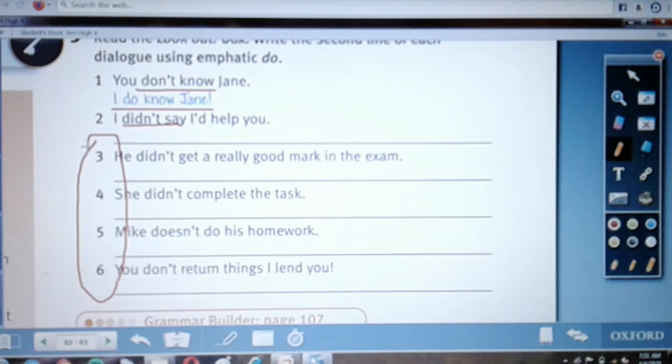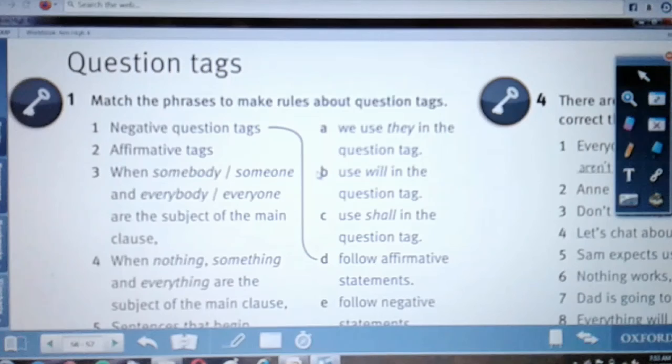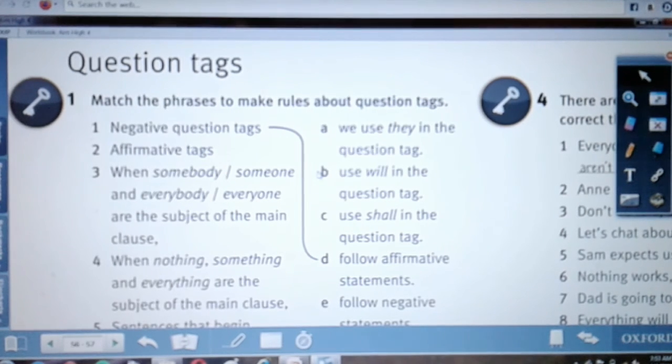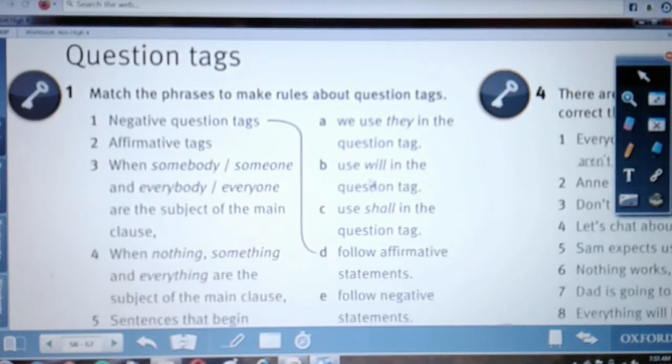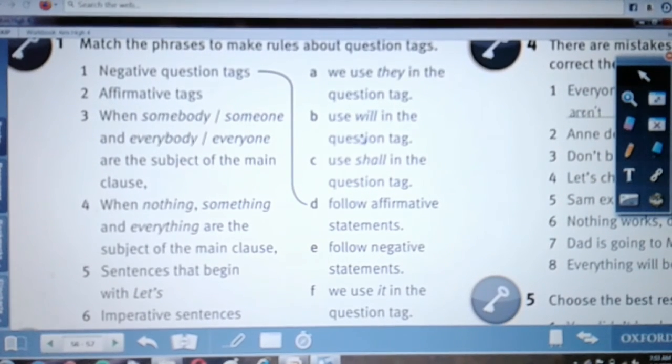After that, please open your workbook. Page 56. So on page 56, the first thing you have to do is to match the phrases to make rules about question tags. Okay? So, for example, negative question tags follow affirmative statements. Yes, so after affirmative statements, you need to use negative question tags. Okay?